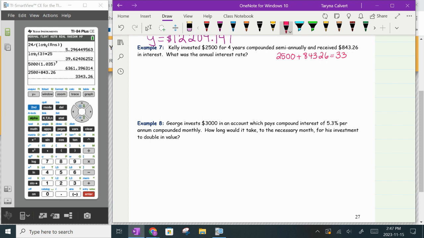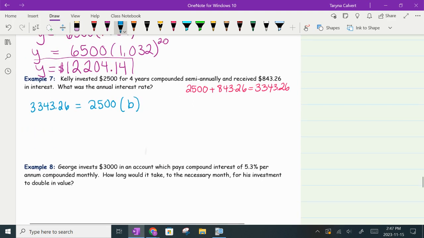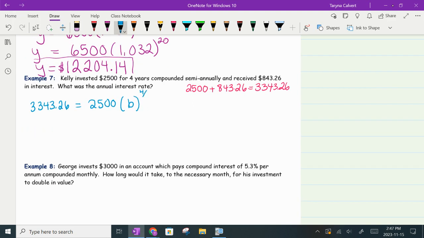So 3343.26. Double check that I typed it in right. Yeah, we're good. All right. So away we go. $3,343.26 equals, what's my A value? Perfect. Now we want to find the interest rate, so we're going to solve for B. So we don't know that. And then what's my T? 4. And what's my B? 1/2. So again, that's going to be just an 8. Do you guys agree? All right.